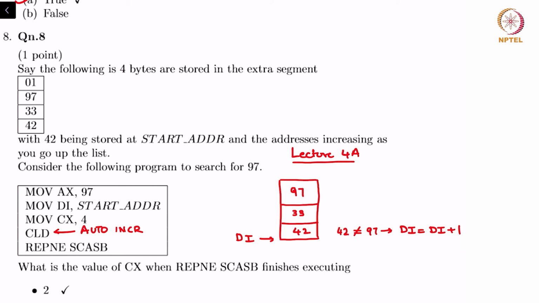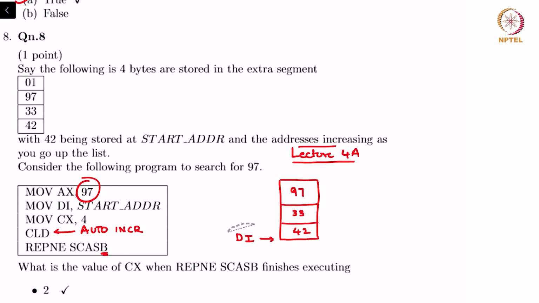So question number 8 is a SCASB comparison string search program, right? So we're scanning the string to find the value of 97. You can look at lecture 4a for this example, but basically we start off with DI pointing to the start. So this is the start address, the address holding 42. So DI starts at that, and then we compare 42 against AL. Because it's SCASB, it compares only one byte. So it compares 42 against AL, which is 97. So 42 is not equal to 97.